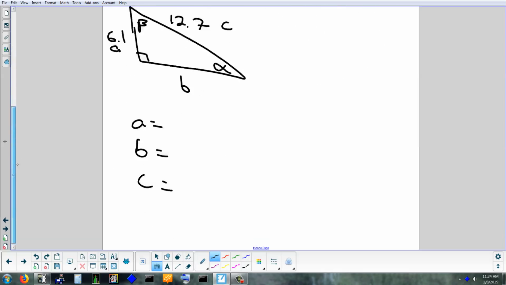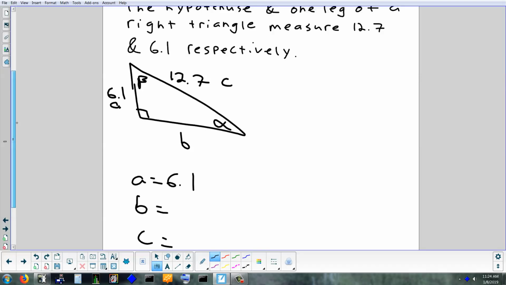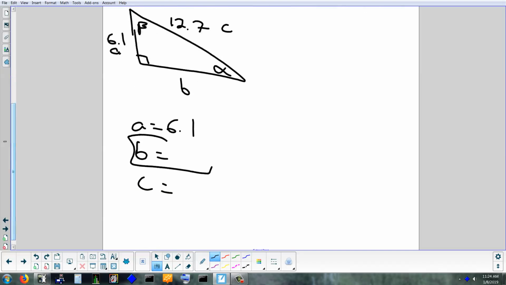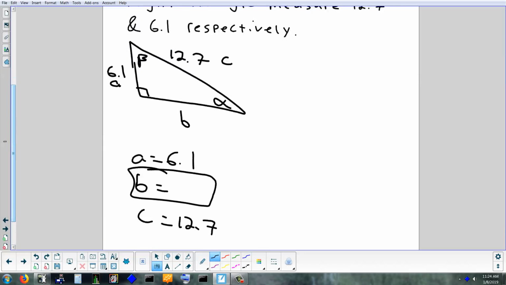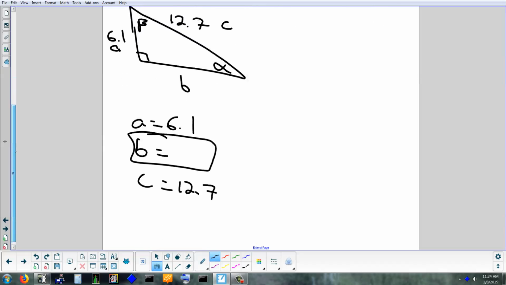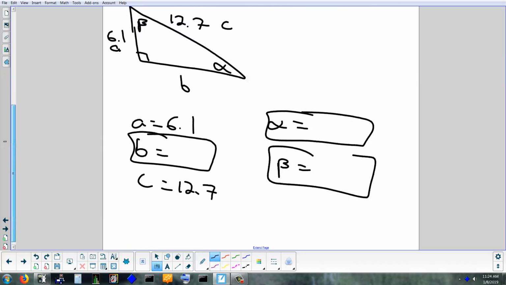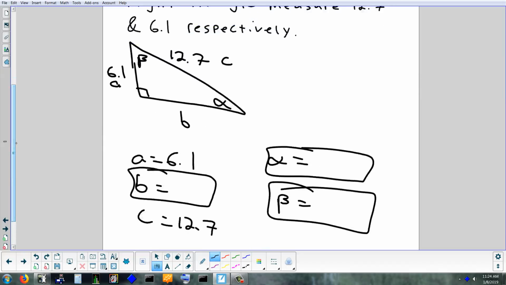All right, so A is 6.1. B is, we don't know. And C, 12.7. Okay, alpha, we don't know. Beta, we don't know. Okay, so there's my 3 boxes for what I need to find. Now, what can't you do right away that we were able to do in the last 2 problems? There's something we were able to do really fast, get that one out of the way. We can't do that this time.